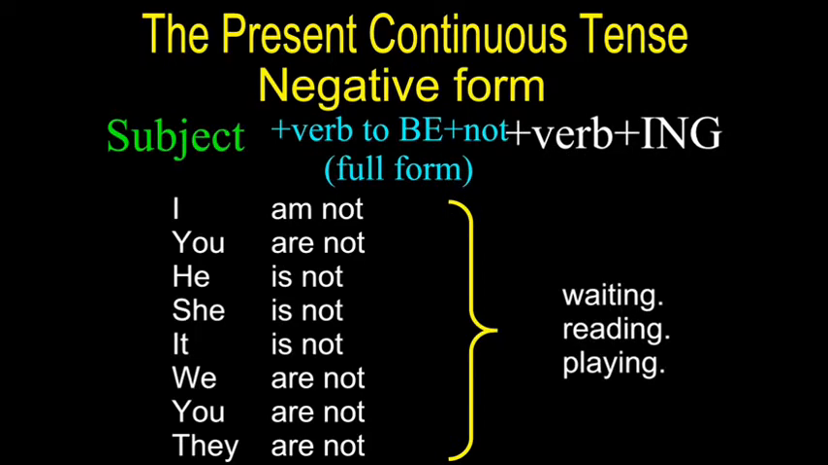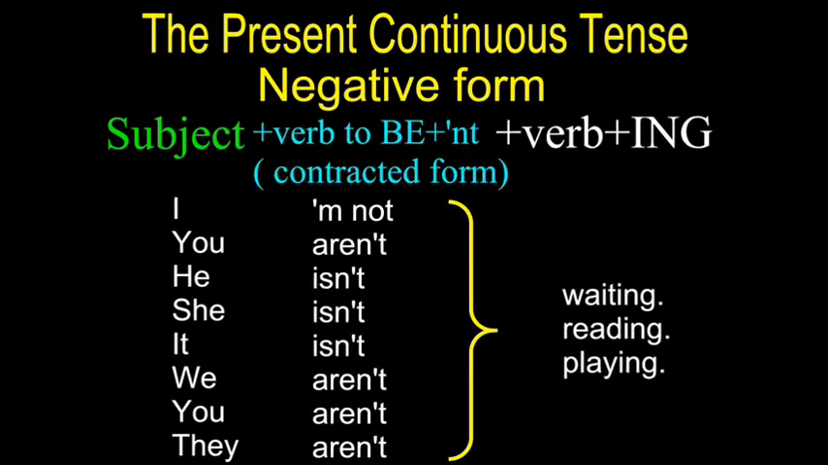For the negative form of the present continuous tense, you need the verb to be plus not. In this video we're going to see the full form of the verb to be: the subject plus the verb to be plus not plus the verb with the ing. For example, I am not waiting. We are not reading. He is not playing.